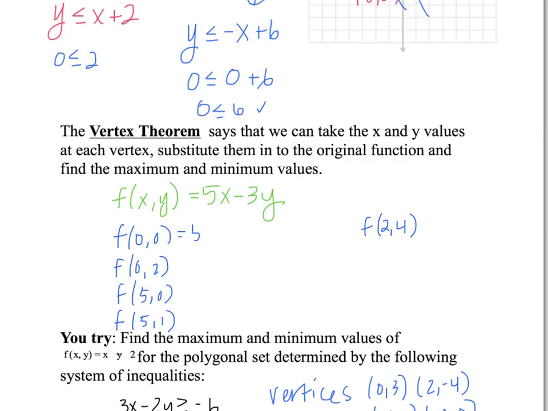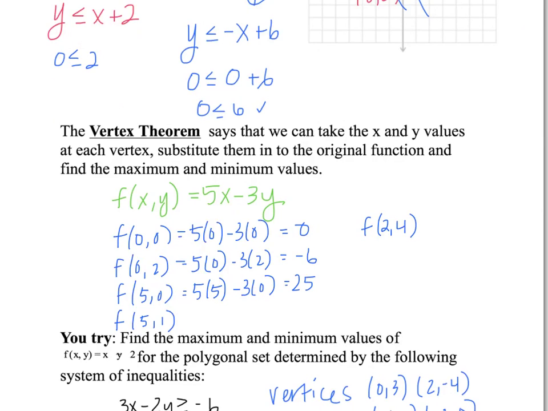So this is going to look like 5 times 0 minus 3 times 0 is 0. 5 times 0 minus 3 times 2 is negative 6. 5 times 5 minus 3 times 0 is 25. 5 times 5 minus 3 times 1 is 22. And 5 times 2 minus 3 times 4 is going to be negative 2.